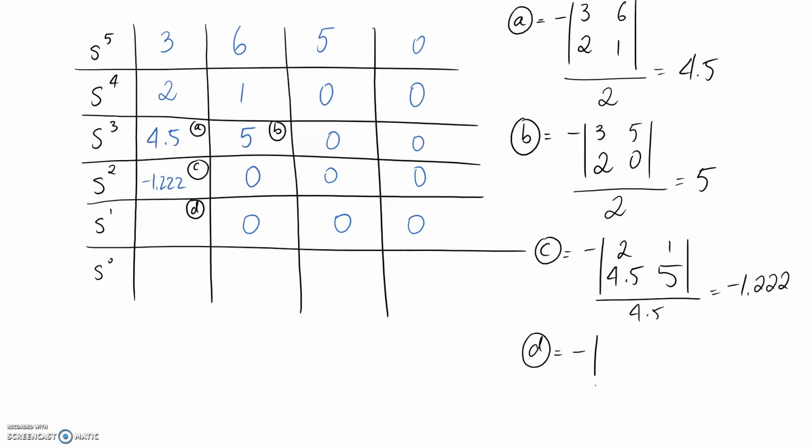So it's going to be the negative of 4.5 and 1.222. And then to the right is 5 and 0. Divide by the pivot element, which is the 222. Should have been negative in here as well. So when we work out that, it comes to be 5.